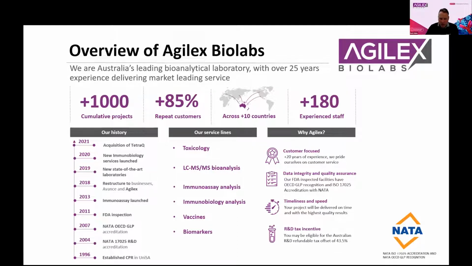We also provide vaccine support, and then overarchingly throughout the company, biomarkers, either as an exploratory endpoint or as a regulatory secondary endpoint. We're the only FDA inspected laboratory, and we've been around for over 25 years and accredited by the National Australian Testing Authorities for ISO 17085 and also OECD GLP.